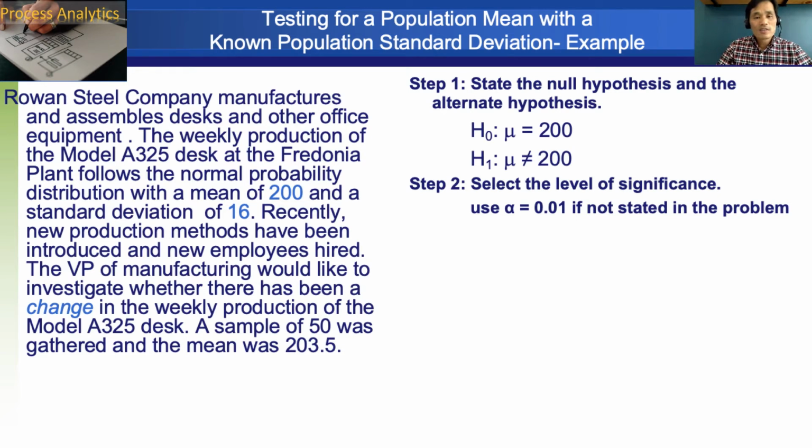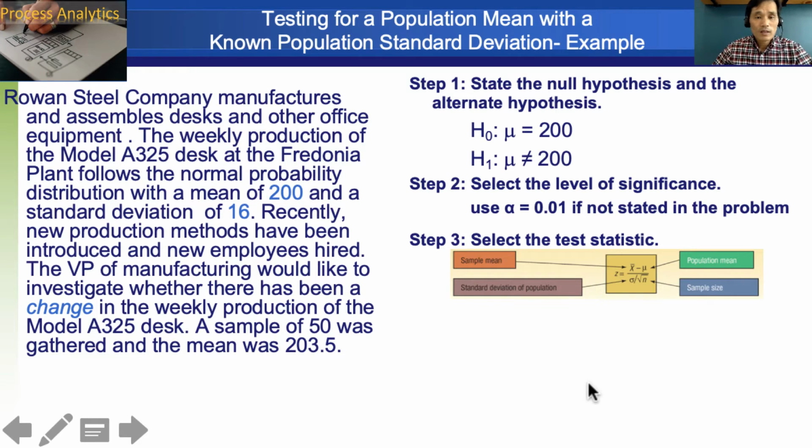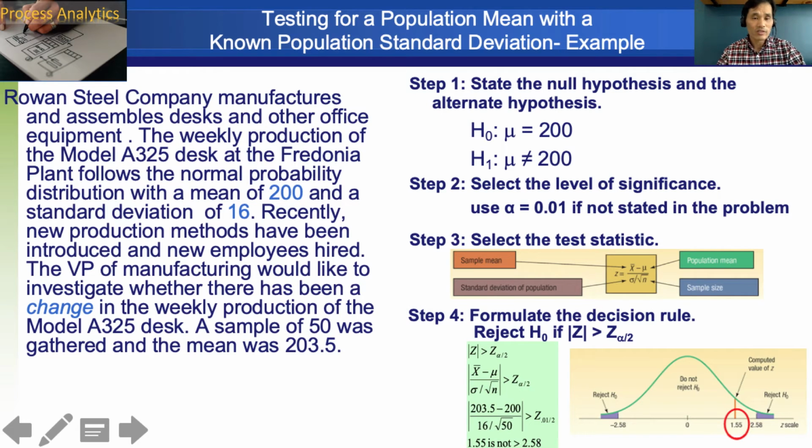Step 2, select the level of significance. Use alpha equals 0.01 if there's no mention of it in the problem statement. The third step is selecting the test statistic. And we know that this is a one sample mean test. Therefore, we choose z equals x bar minus mu over sigma over square root of n. That is the formula that we're going to use.